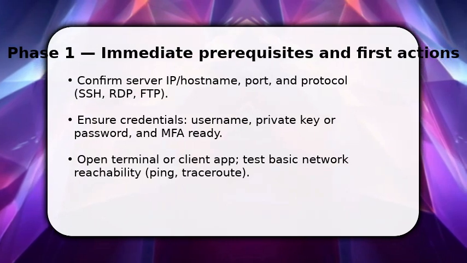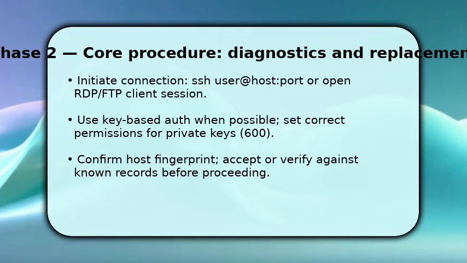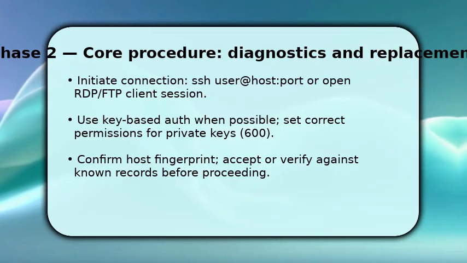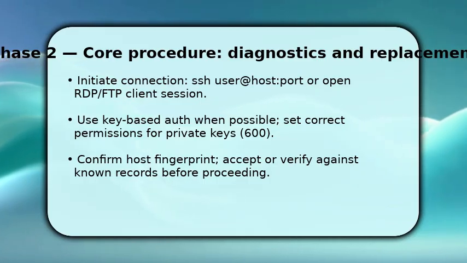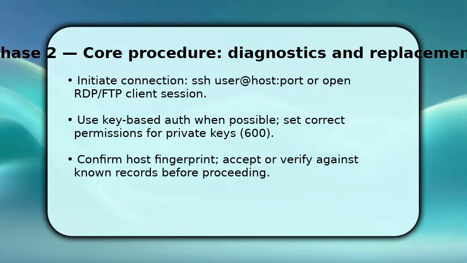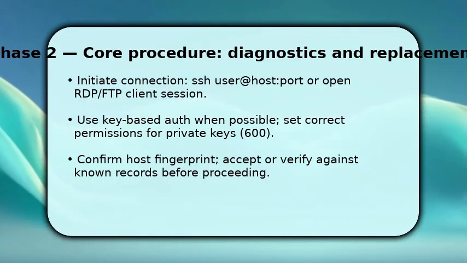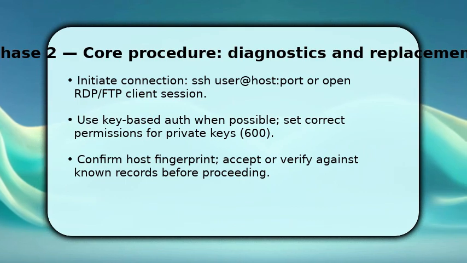You now initiate the session, for example using SSH user at host P port, or by launching your RDP/FTP client and entering credentials. Use key-based authentication when available, because it's more secure. Make sure your private key file permissions are set to 600 so the client will accept it. When the client shows a host fingerprint, pause and verify it against your known host record. This prevents man-in-the-middle risks. Once verified, continue to establish the encrypted channel and wait for the shell.